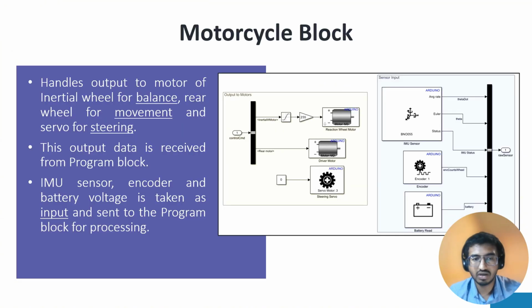Motorcycle block. This block handles output to the motor of the inertial wheel for balance, the rear wheel for movement, and the servo for steering. This output data is received from the program block. The IMU sensor, encoder, and battery voltage are taken as input and sent to the program block for processing.